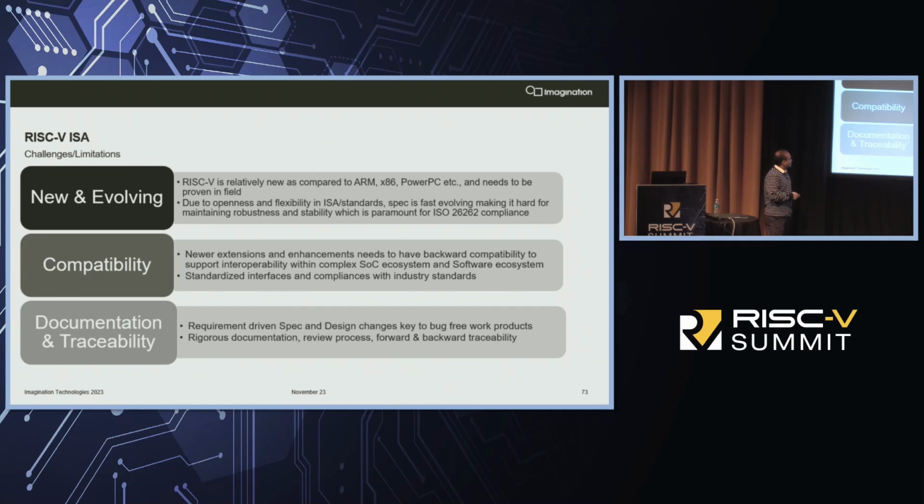The other challenge is the documentation and traceability part of things. ISO requires a very exhaustive amount of documentation and quality process to be followed. So in the RISC-V community, have all these due processes been followed to make sure that the specifications or the products they develop get finally certified by the ISO standard? Making sure that we have a rigorous documentation review process, and forward and backward traceability, becomes a major challenge here.